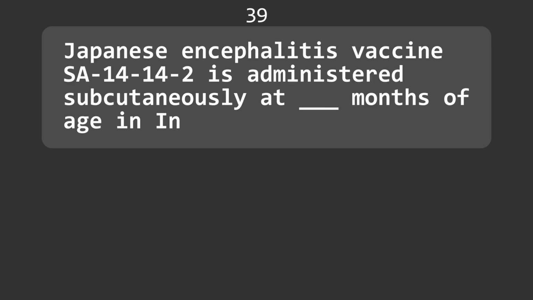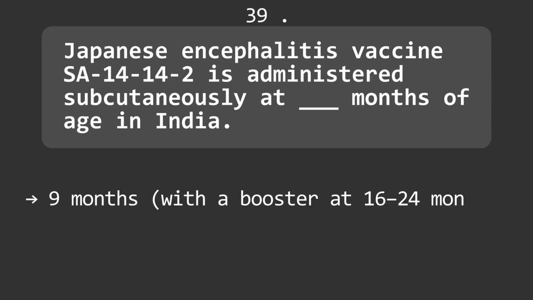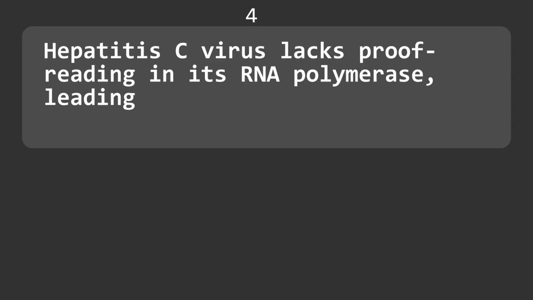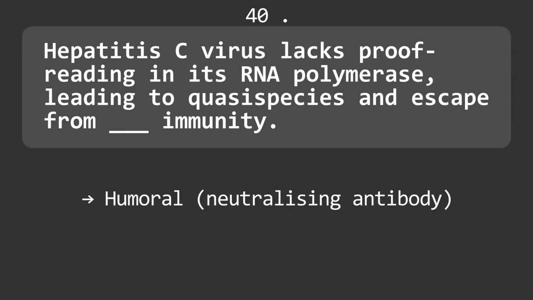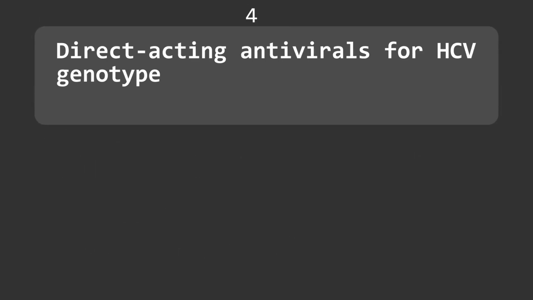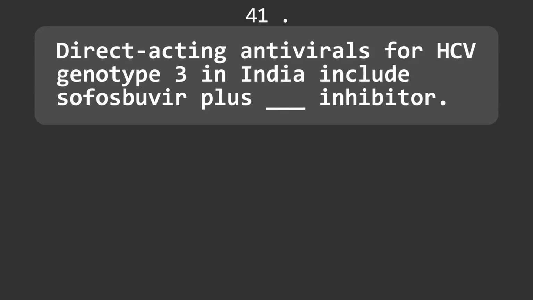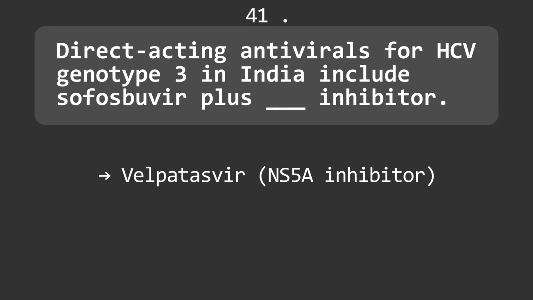Japanese encephalitis vaccine SA-14-14-2 is administered subcutaneously at 9 months of age in India, with a booster at 16 to 24 months. Hepatitis C virus lacks proofreading in its RNA polymerase, leading to quasi-species and escape from which immunity? Humoral neutralizing antibody. Direct-acting antivirals for HCV genotype 3 in India include sofosbuvir plus which inhibitor? Velpatasvir, NS5A inhibitor.